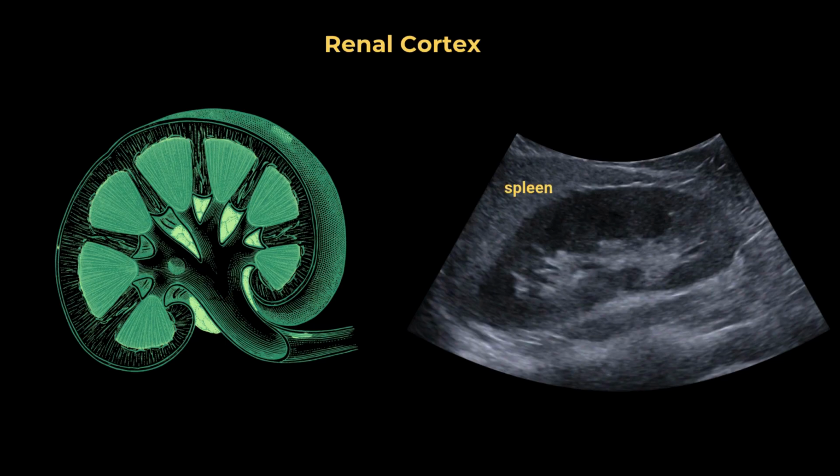Deep to the cortex is the renal medulla. The medulla is made up of cone-shaped structures called renal pyramids. These pyramids are triangular or conical in shape. They lie between the renal columns. On ultrasound, the medulla is very dark. It is anechoic and is considered the most anechoic area in the abdomen.